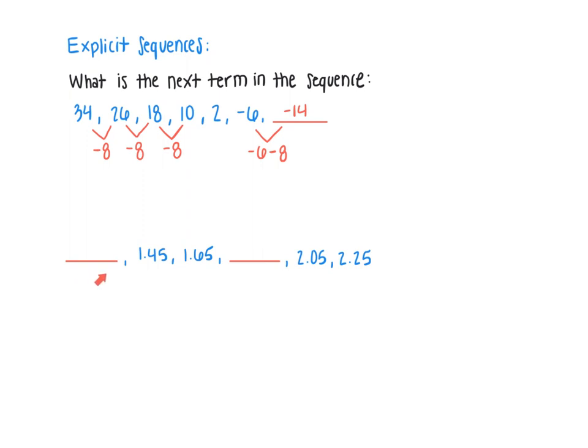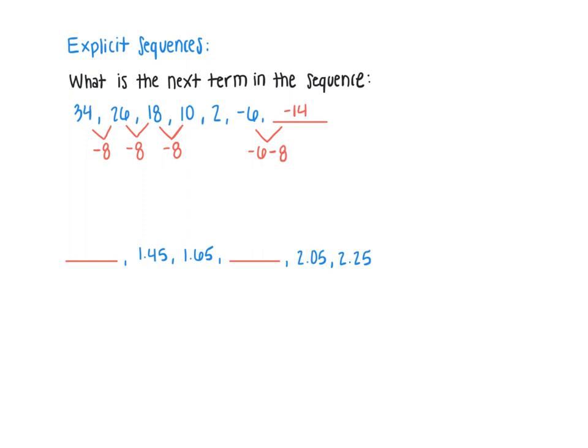So it's missing my first term and my fourth term. So the only way I can figure out what's going on in this sequence is looking at the relationship between these two numbers and between these two numbers. What I can say already is that this number is smaller than this number. So I know they're increasing in value. So I'm either adding something or maybe even multiplying by something.